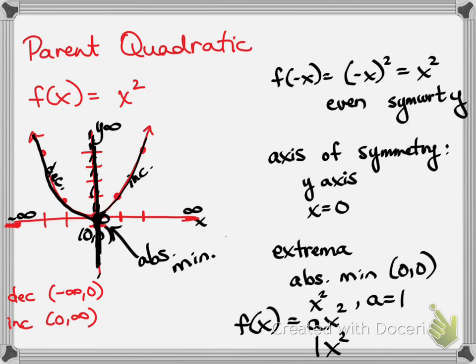And since a is positive, that means it opens up like that. I think that's about it. Oh, we could also call that absolute minimum the vertex. So it has a vertex at 0, 0. All right, so we know a lot of stuff about it using all that terminology from chapter 1. Alrighty.